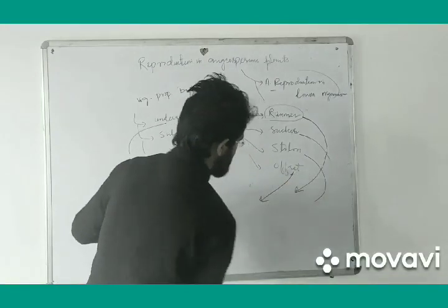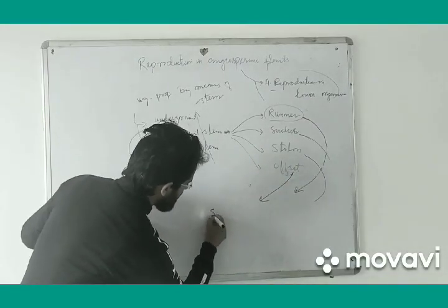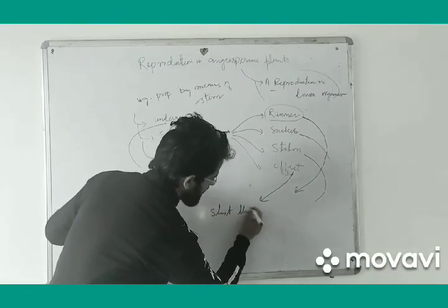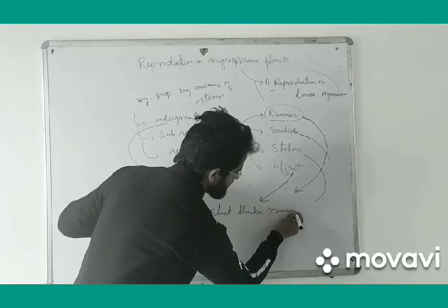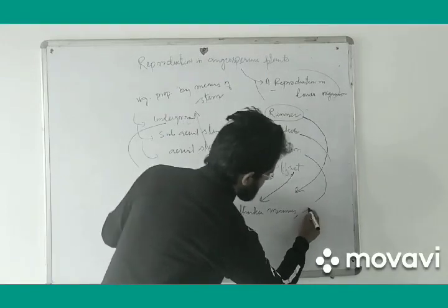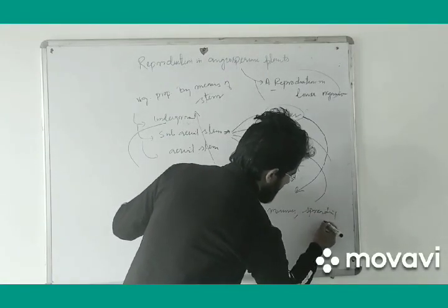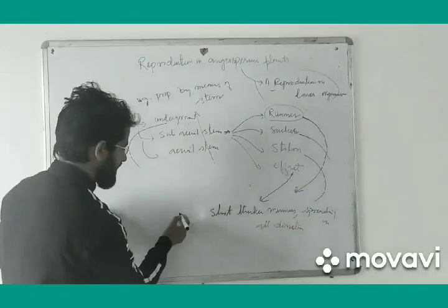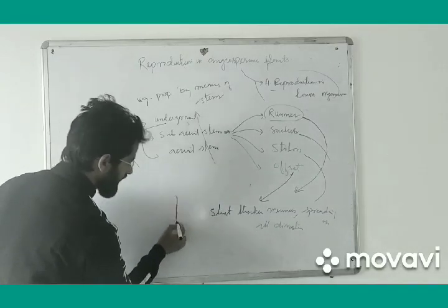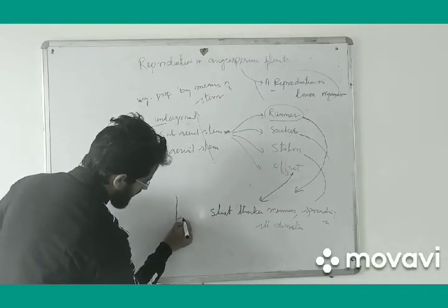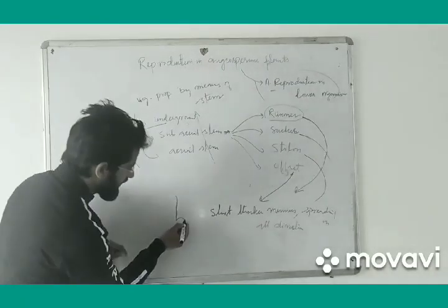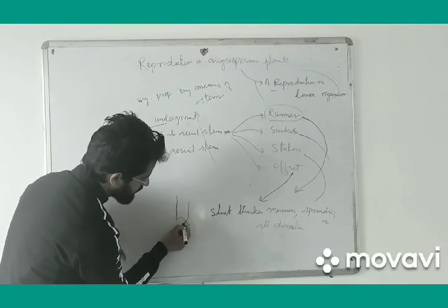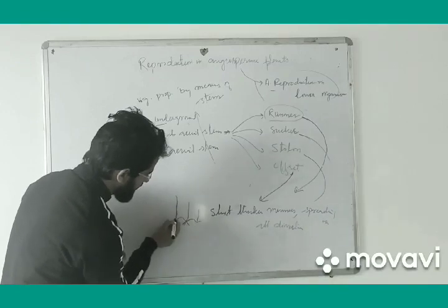Now we will talk about offsets. Offsets are short, thicker runners spreading in all directions. Like, it's a plant, the main plant, from a node develops a branch of single nodal, internodal length and touches the ground again, gives new branches and on the lower side develops adventitious roots, and the same is the case in all directions.